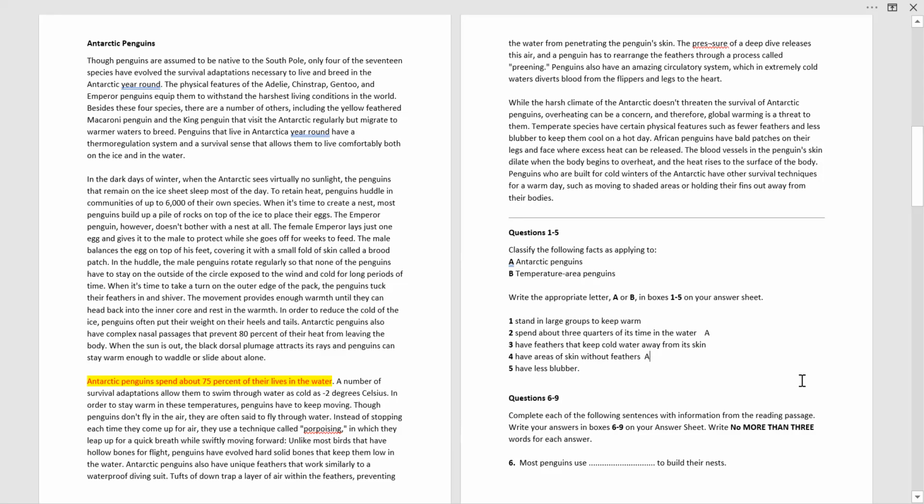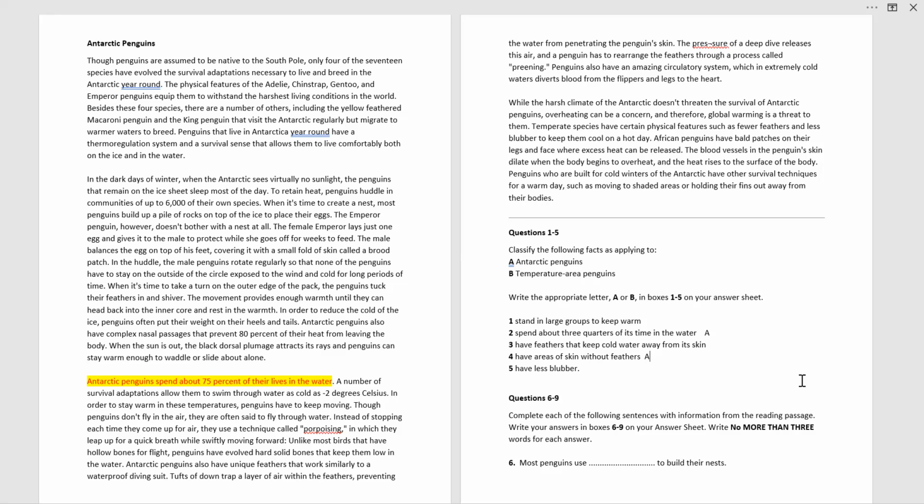Unlike most birds, they have hollow bones for flight. So flight, that means something related to feathers. So they have areas of skin without feathers. So they have hollow bones for flight. And stand in a large group to keep warm. This we have read somewhere. Okay, let's see what is next.